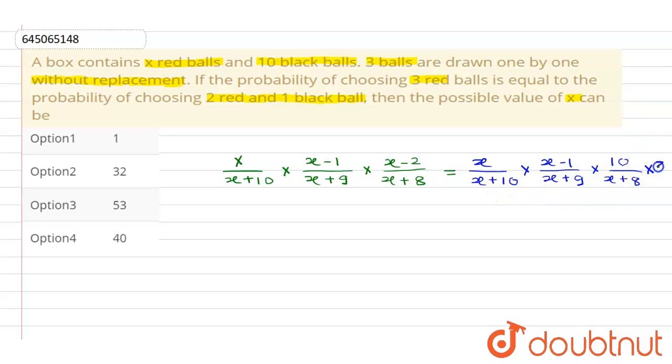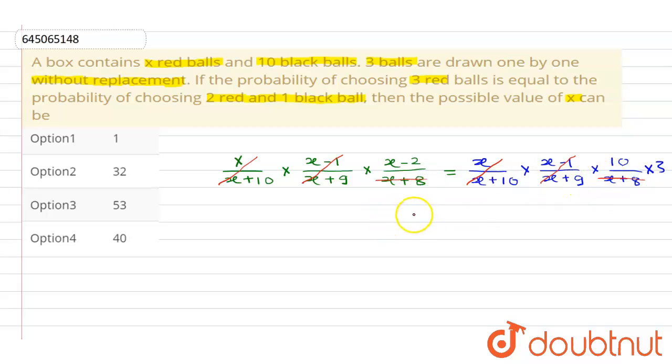Now in the case of drawing 3 red balls, all the balls are similar, therefore we need not multiply it by any number. Now see, if this is the case, then we can cancel this term with this term, and we can cancel this term completely with this term, and we can cancel x plus 8 from both sides.